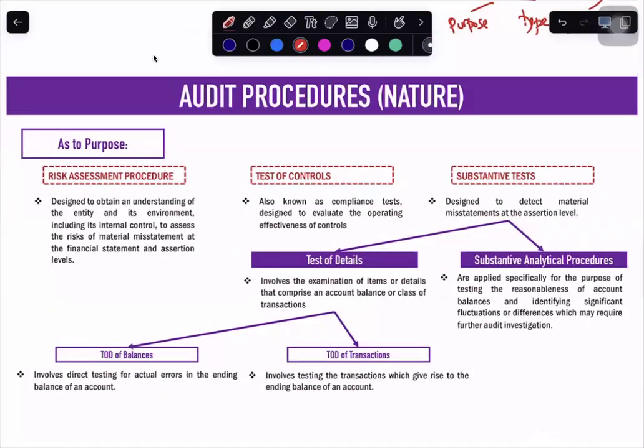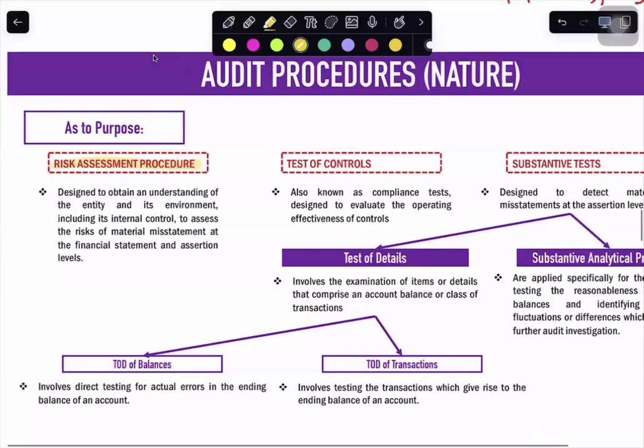So audit procedures as to nature, I told you earlier, during the planning stage, during the testing stage. So first, a risk assessment procedure. Under risk assessment procedure, this is designed to obtain an understanding of the entity and its environment, including its internal control, to assess the risk of material misstatement at the financial statement and assertion level. So we said here, we identify the risk.